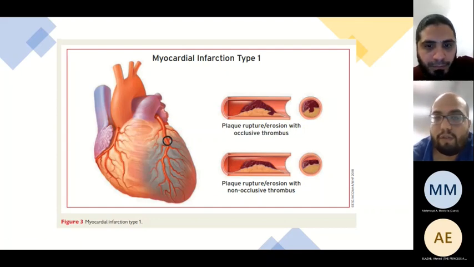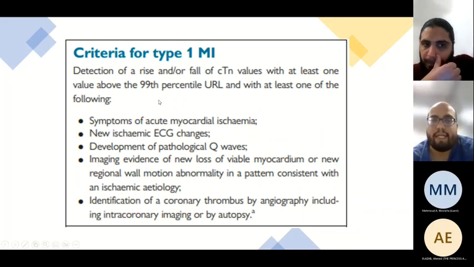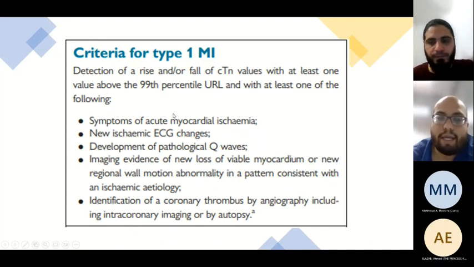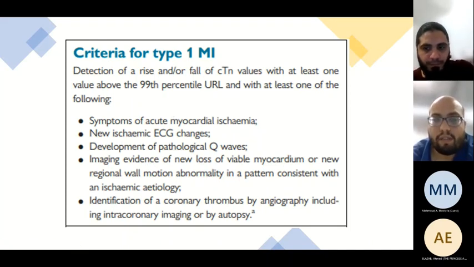Now moving on to the next slide, and this is basically the criteria on its own for type 1, clearer than that big slide. So also the same thing, so detection of the rise or fall of the troponin with at least one of the values above the 99th percentile.